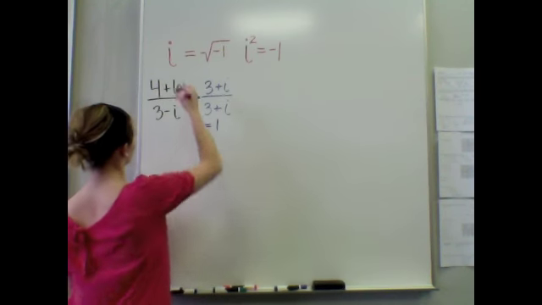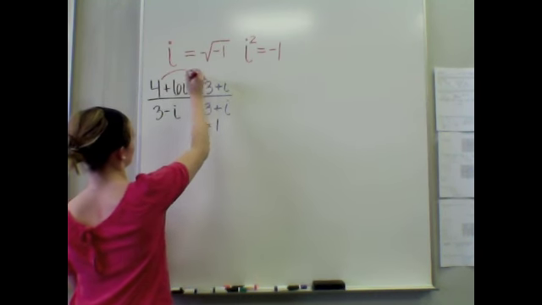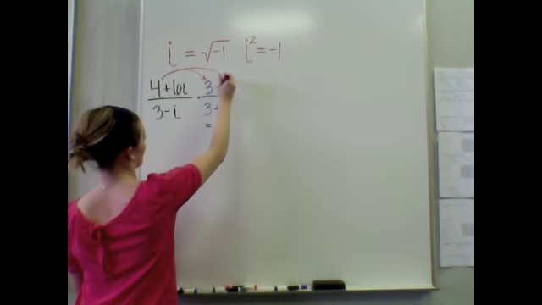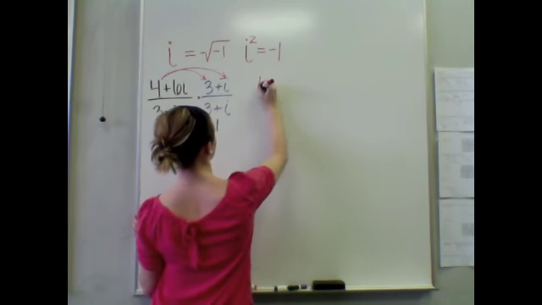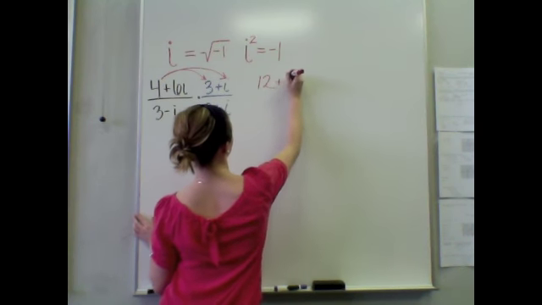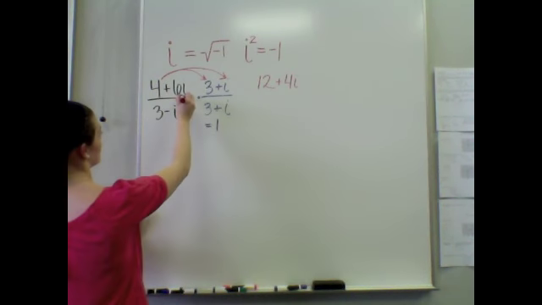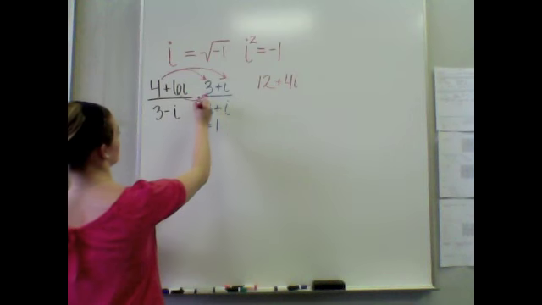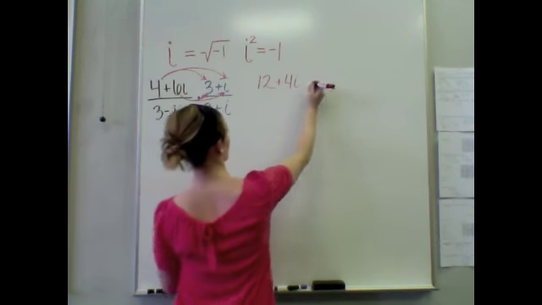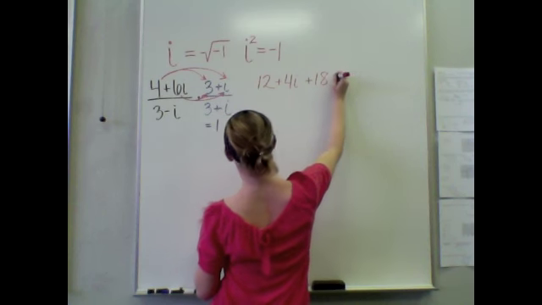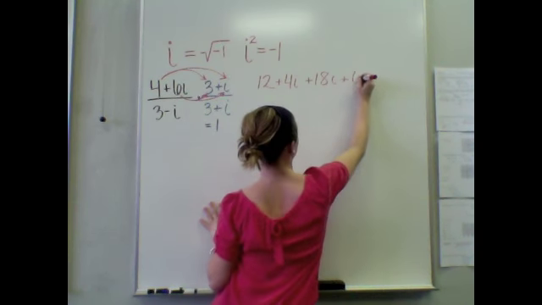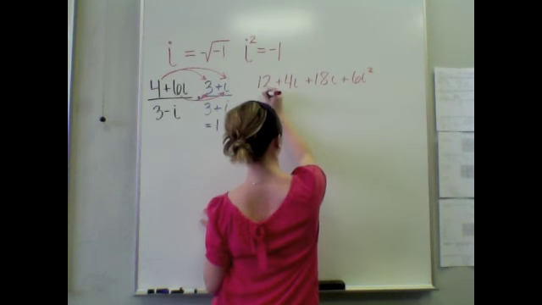So the top part, we're going to have a 4 times a 3 and a 4 times an i. It's really important that you don't forget that you must distribute it into both parts. All right, so I also have a plus 6i times a 3 and a 6i times an i. So I'm going to continue on with my life. And I'm not going to simplify yet.